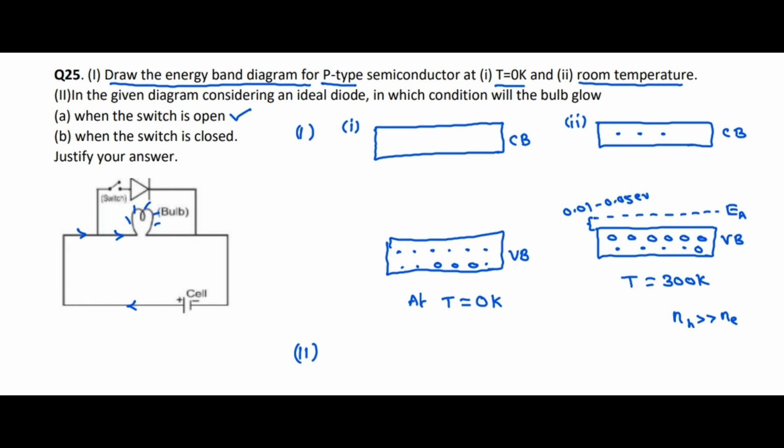So for the justification, we can write this. When the switch is open, the current will pass through the bulb and it will glow. When the switch is closed, because of the ideal diode, the resistance is 0, so most of the current will pass through the diode, then the bulb won't glow.